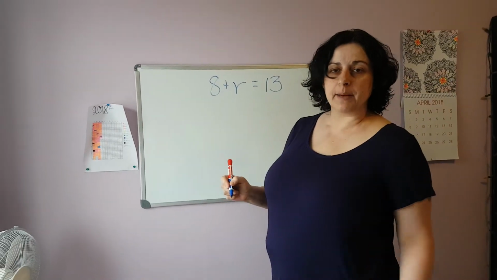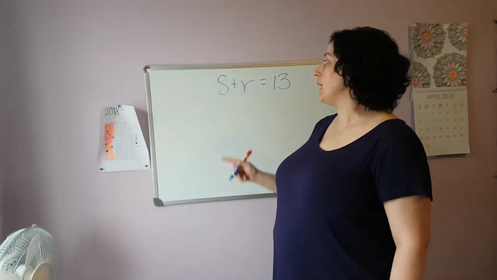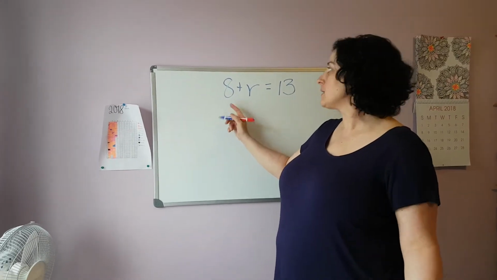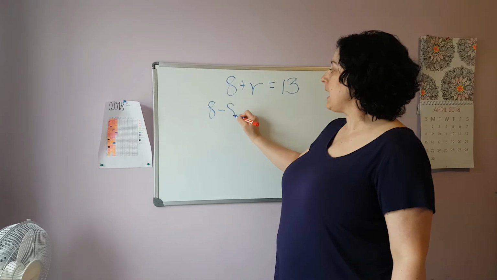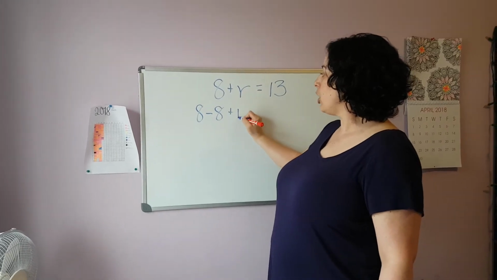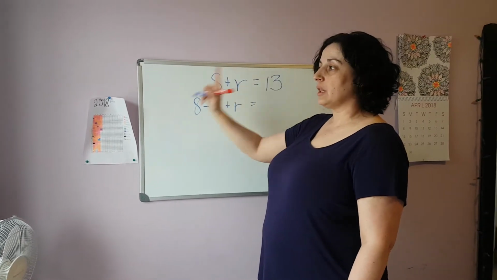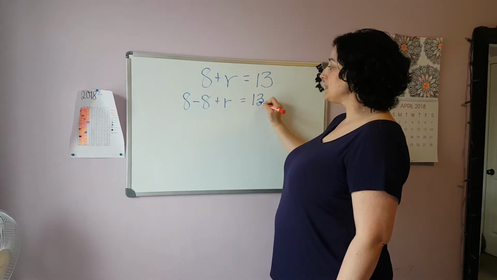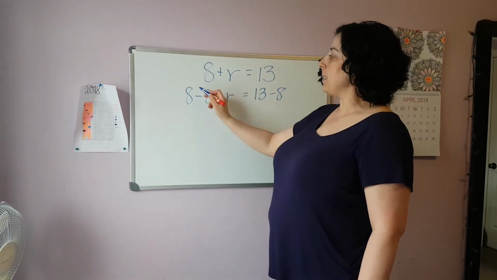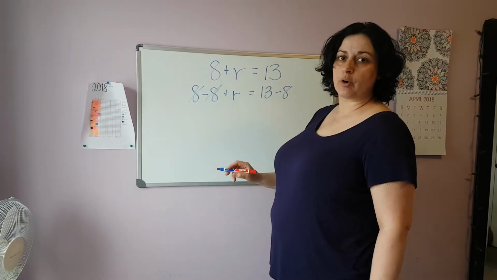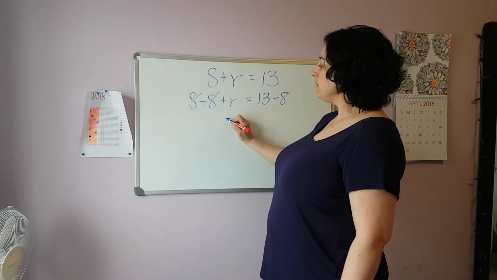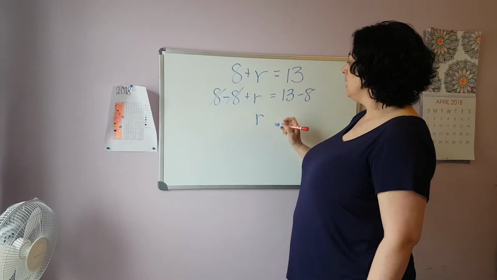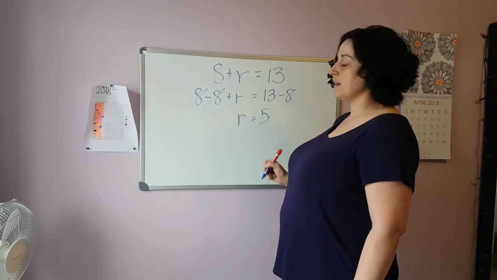All right, let's take it up. See that you've formatted it the right way. That's a positive 8. How do I get rid of a positive 8? I subtract 8. So I've got 8, take away 8. I still have my plus r. Whatever I do to the left side, I also have to do to the right side. So I must subtract 8 from this side. My positive 8 and my negative 8 are going to cancel each other out, leaving me with positive r, but I don't need that positive sign. 13 take away 8 is 5.